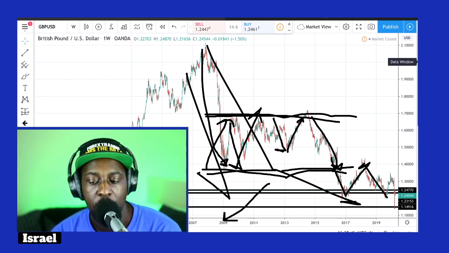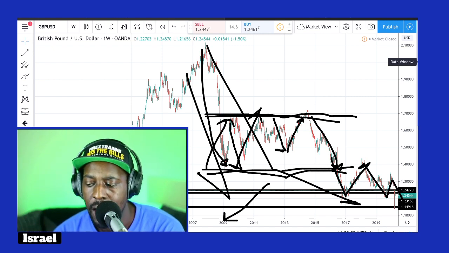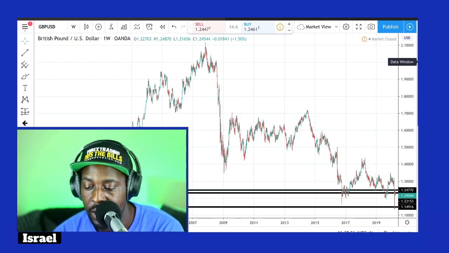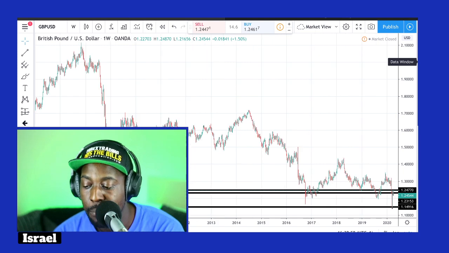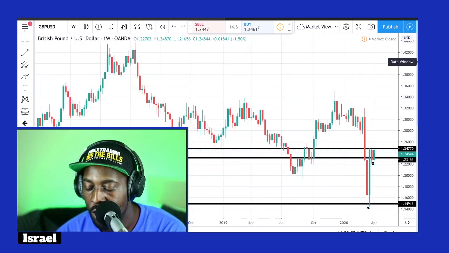All right, so I would be surprised, not too surprised, but it'll be quite interesting if price doesn't try to reverse at some point and go down. But you look at this from a weekly perspective, this gives you a really good context.